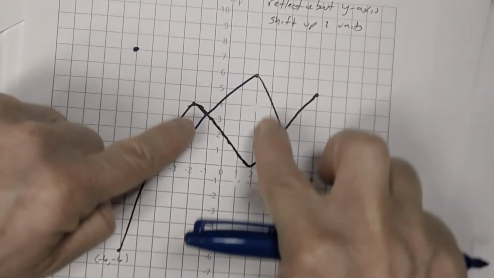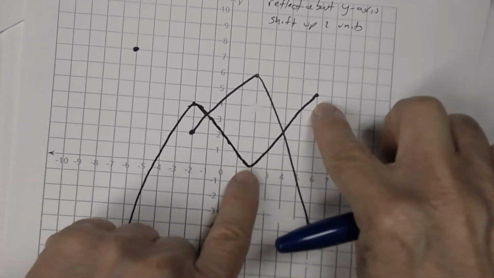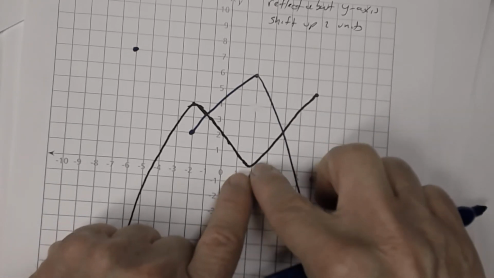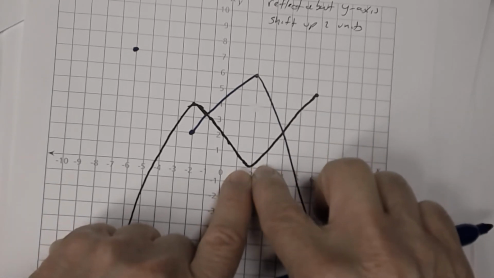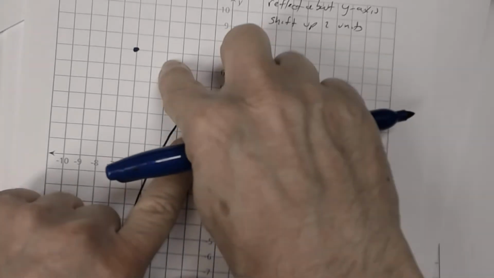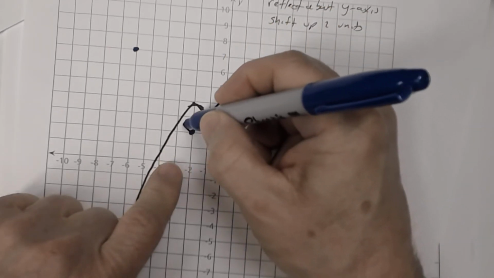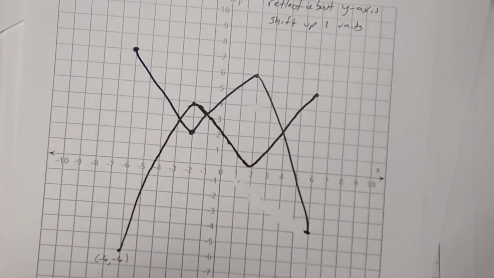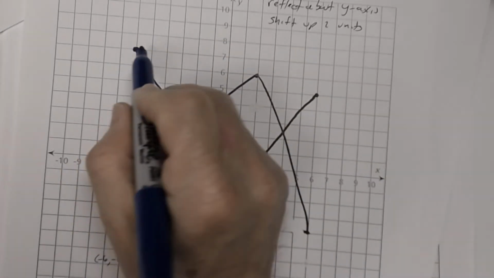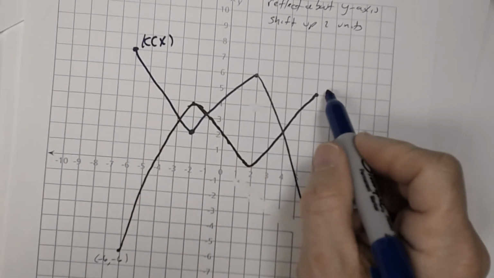See this? Okay. And then finally, this point right here is this point, and that point is this point. All right, so now we have something that looks like it's correct. Okay. All right, so the blue is k of x, and the black was f of x.